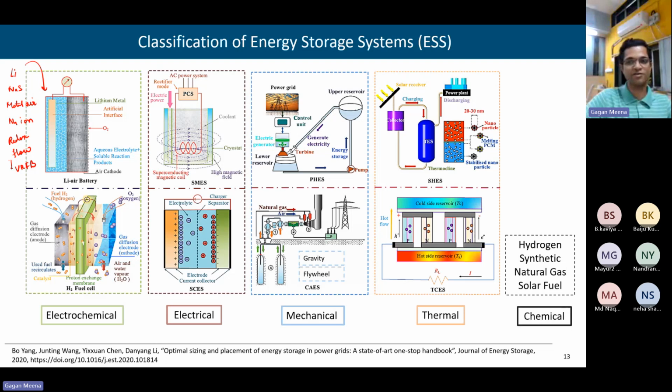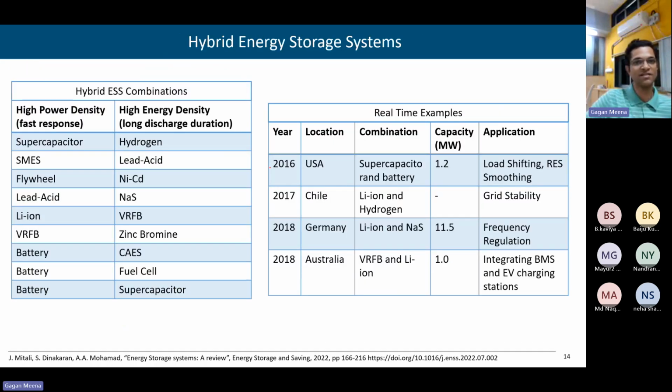Then chemical storage is also there. Hydrogen, which we are talking about nowadays, falls in this category. And hydrogen can provide a long discharge duration. Its energy density is high.